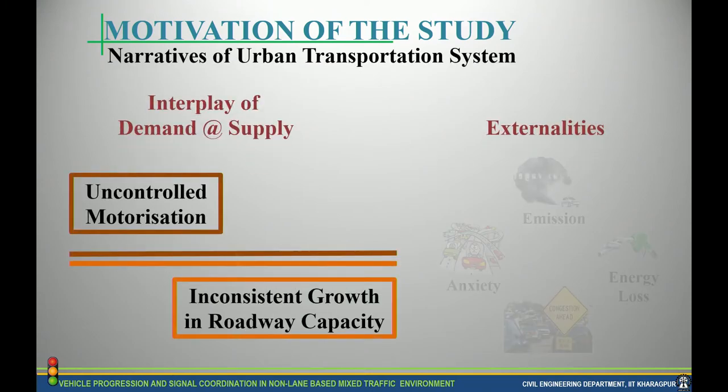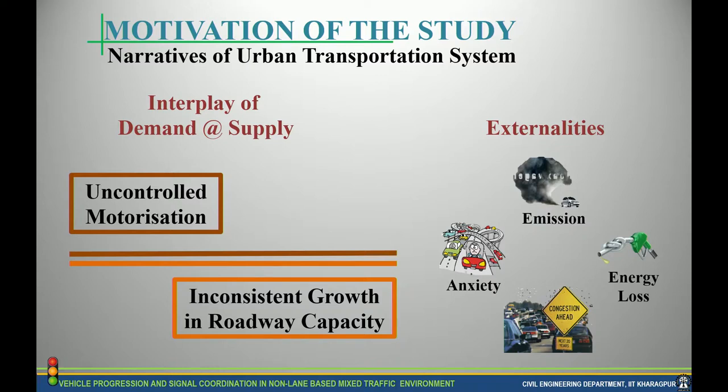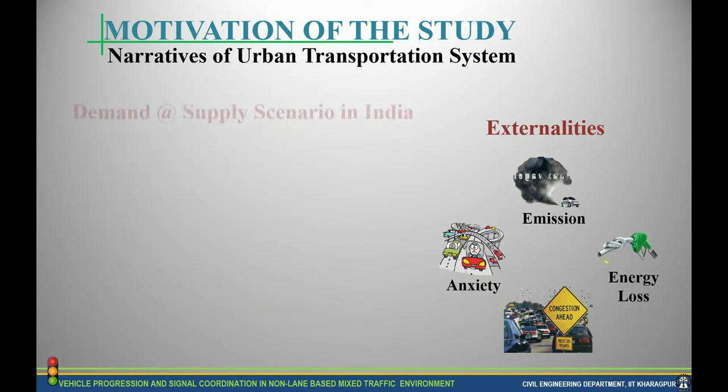So, if you look at our urban scenarios, there is a huge imbalance between the demand and supply of transport. That imbalance is happening, one way, due to uncontrolled motorization, and we have physical constraints in terms of capacity augmentation of roads in our urban area. If you look at the big cities, the whole area is developed. You have buildings, you have all other establishments, and even if you want to widen a road, that's not possible because of the physical constraints. So, due to this imbalance, there are a lot of externalities such as emission, anxiety, energy loss, and so on.